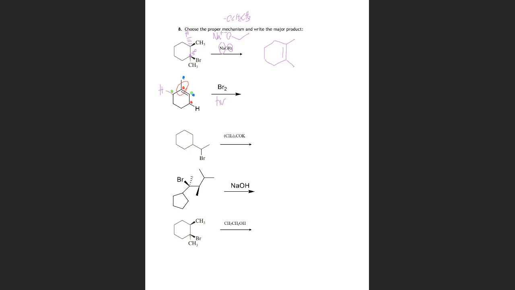What we're first going to do is we're going to have a radical here. And then, before the bromine reacts, it's going to resonate, forming this product, which is the most stable radical. And finally, bromine will come and attach here.